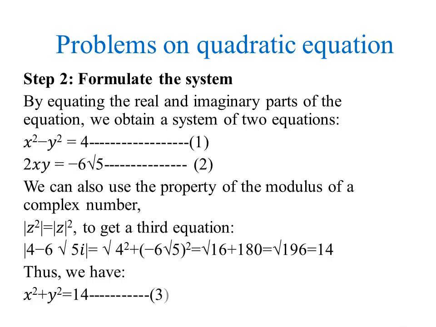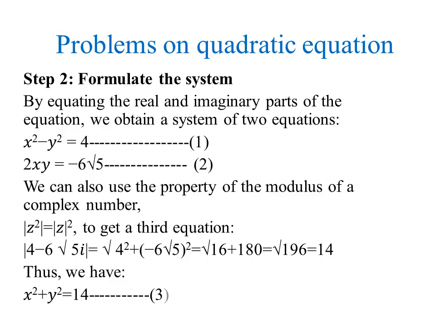In step 2, we formulate this system. By equating the real and imaginary parts of the equation, we obtain the system of two equations, that is x square minus y square is equal to 4 and 2xy is equal to minus 6 root 5.